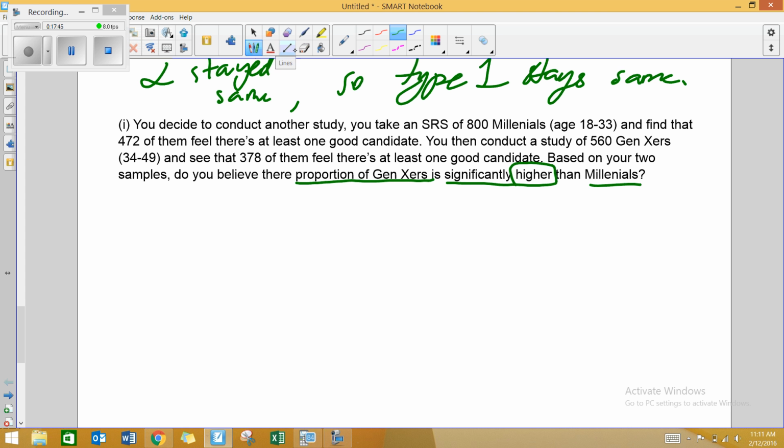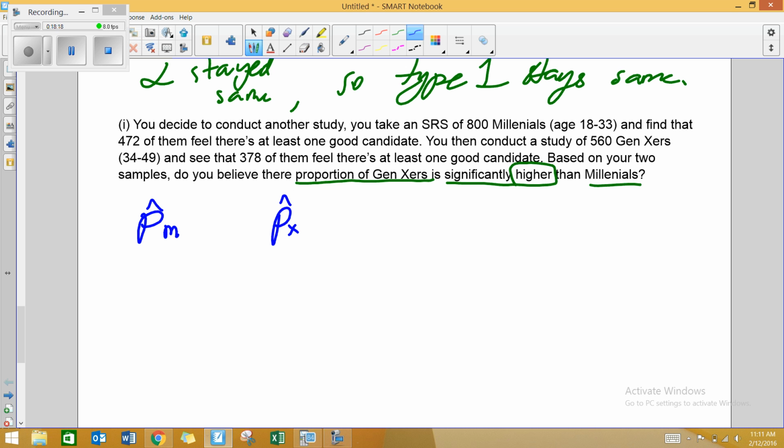Okay, so I'm going to denote the proportion of millennials as P sub M, and I'm going to denote the proportion of Gen Xers as, anybody want to guess? Nobody? All right, P sub X. Okay.